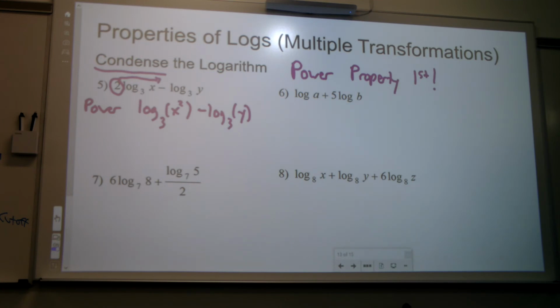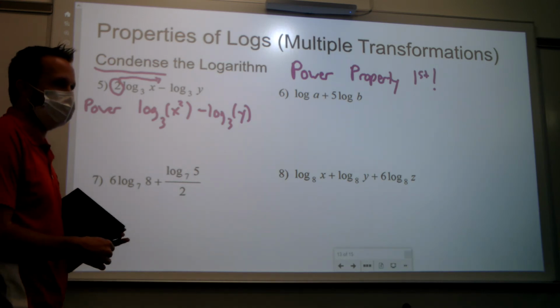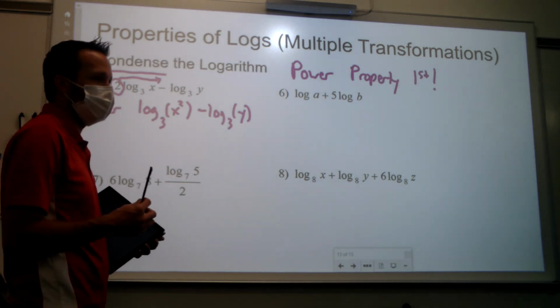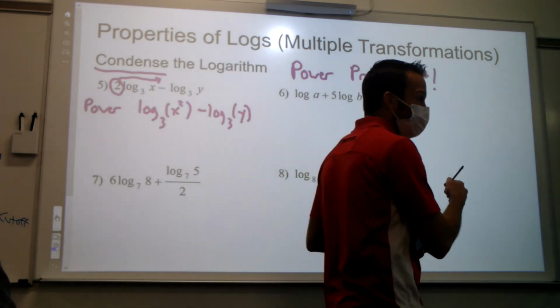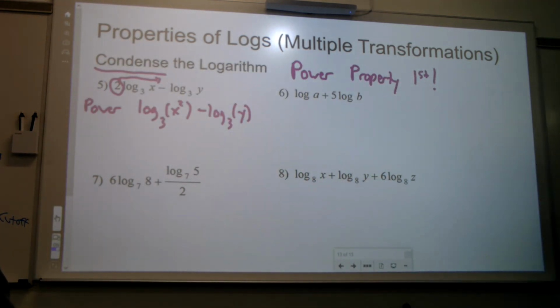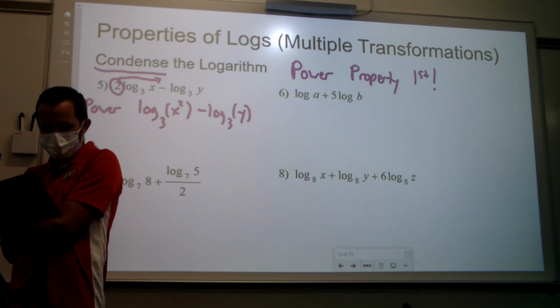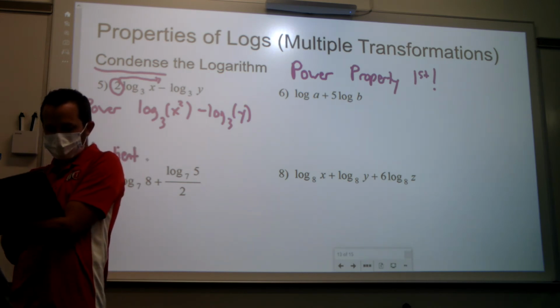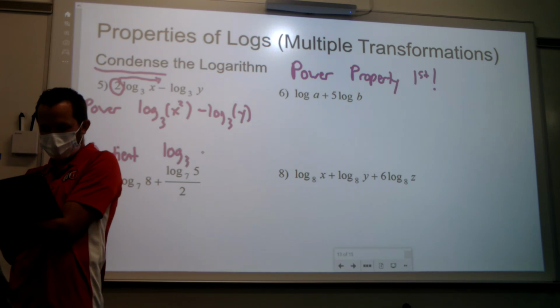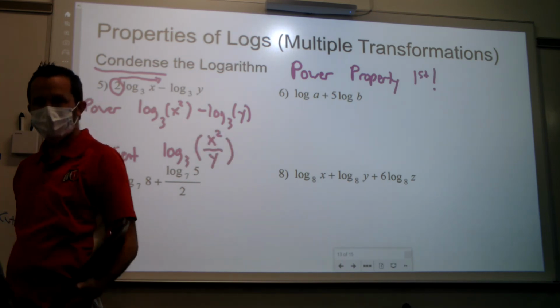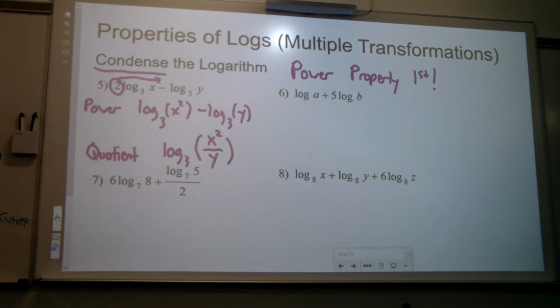Okay, so now Nelly, on here I see subtraction. Which property am I going to use if I see subtraction? The quotient? Yes, I'm going to use a quotient, and instead of subtraction, let's rewrite it as division. The x squared will be the numerator, and the y will be the denominator. Make sure you go in order. So I've got the quotient property. This is log base 3 of x squared divided by y. Hey, pretty awesome, right?